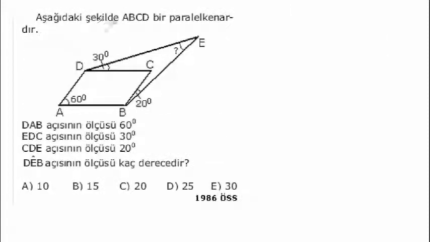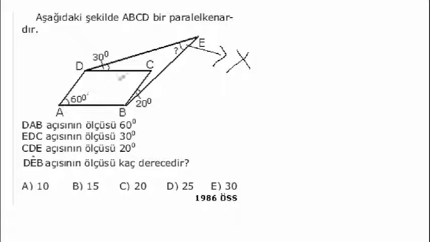In the picture below, ABCD is a parallelogram. Angle DAB is 60, angle EDC is 30, and angle CDE is 20. The question asks for this angle.